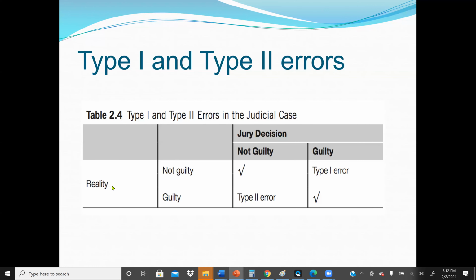So for type 1 and type 2 error, we have a reality. Here we talk about a jury decision. If you are not guilty and you are found not guilty, that's good. If you are guilty and you are found guilty, that's also good. That's what we want. We don't want type 1 error and type 2 error. Type 1 error means you are not guilty, but they find you guilty. Type 2 error means you are guilty, but they find you not guilty.